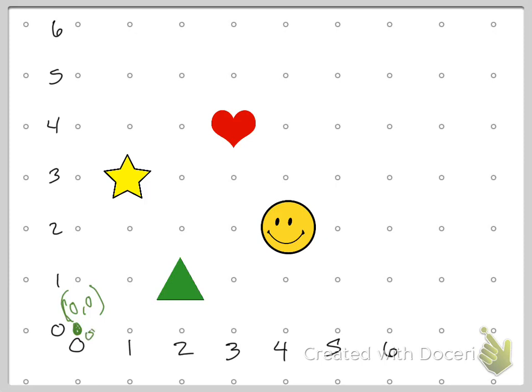This is called the origin point because this is where we start when we figure out where everything else is. Okay, so 0, 0 is my origin.